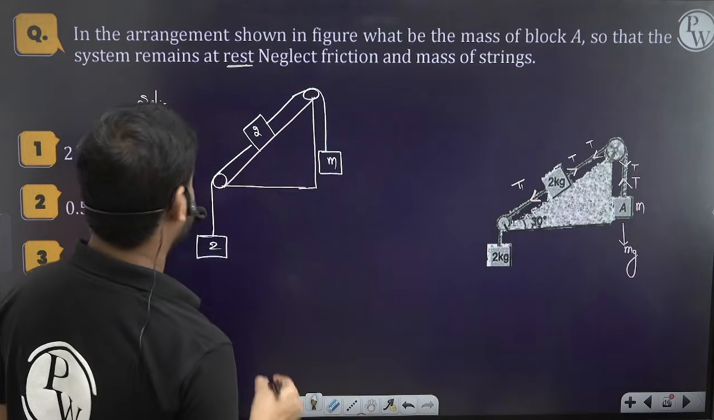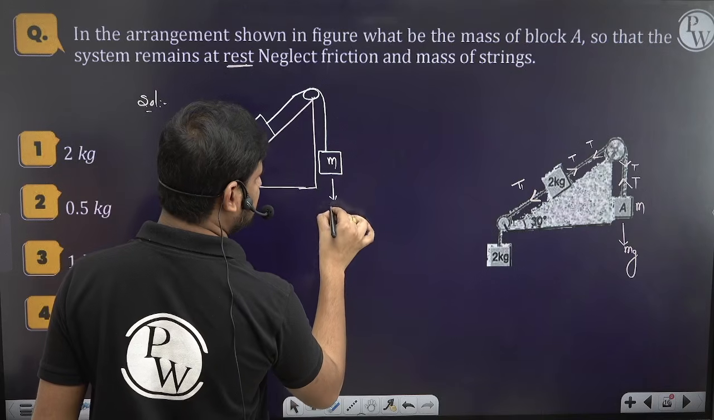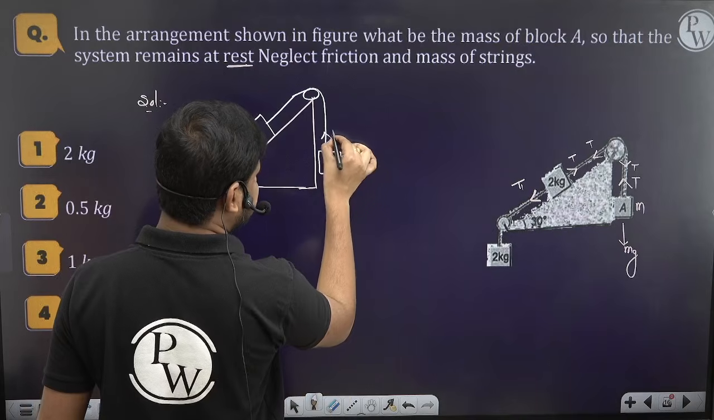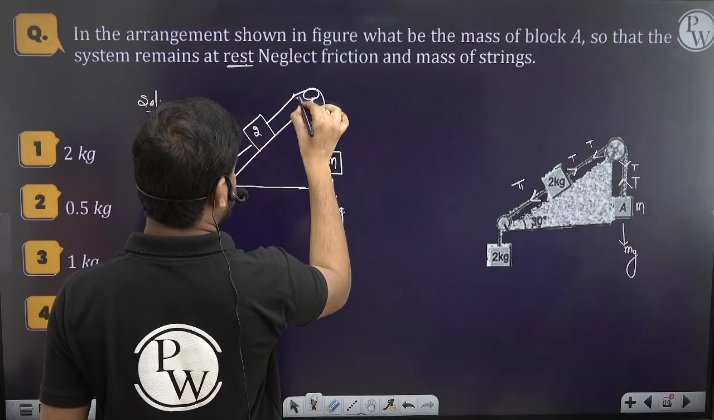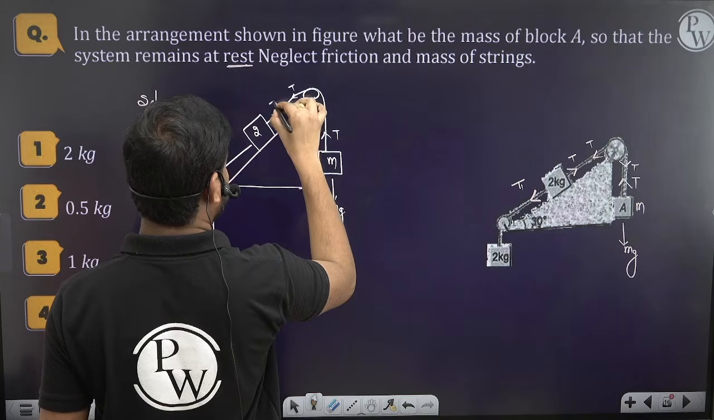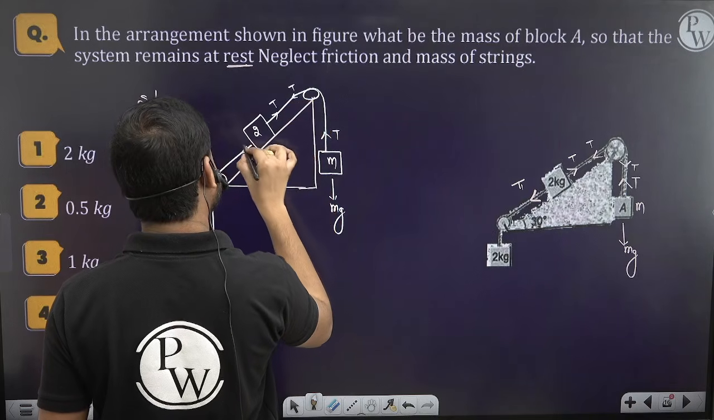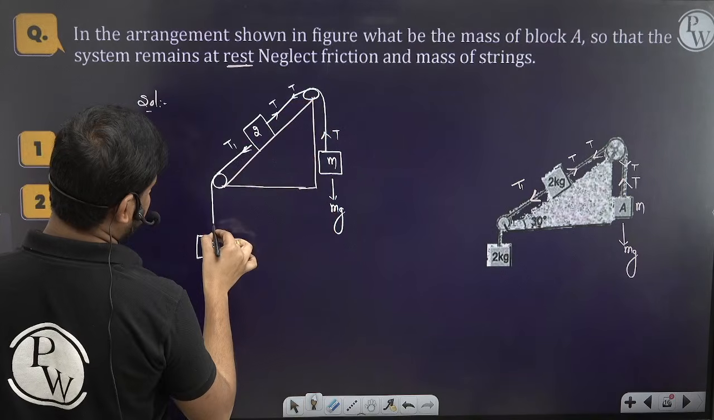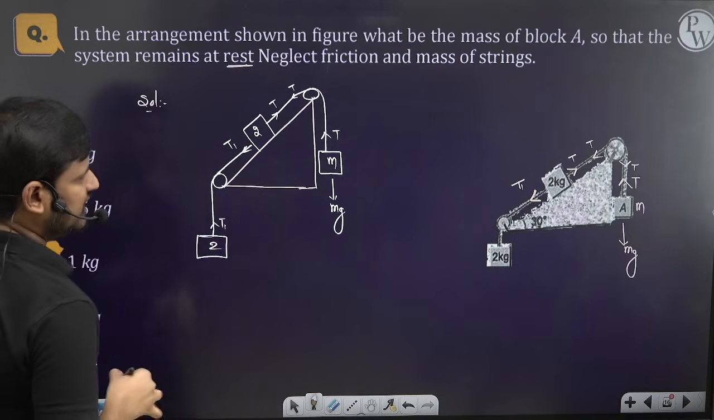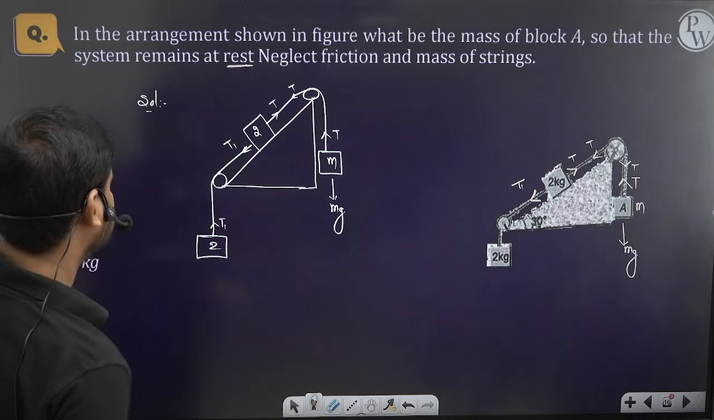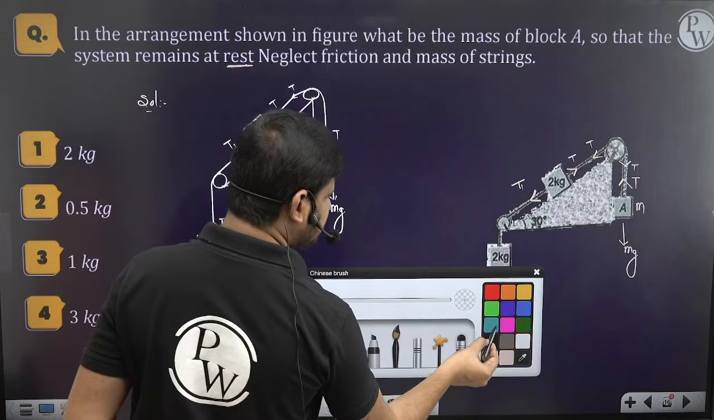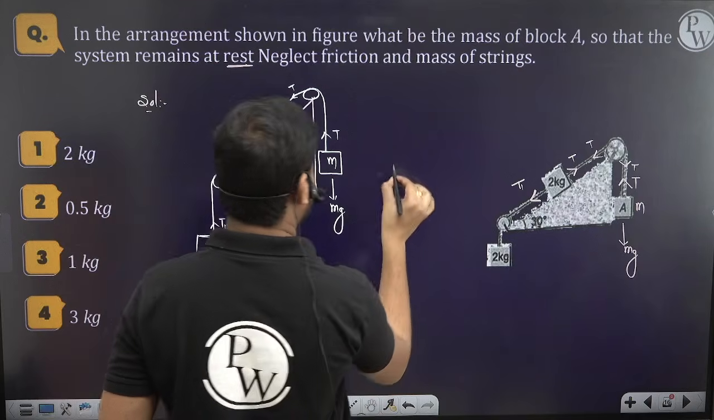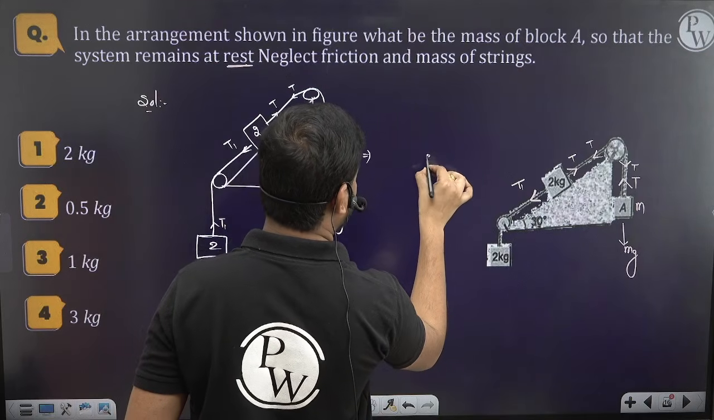Okay, so see here, this is going to be the weight mg downside, right? And on this side the tension T. And here also the tension T, but here the tension changes. This is tension T1 and this string is totally the same, so here it is going to be tension T1. Yes or no? So now let's consider this portion, the 2 kg block portion. Draw the free body diagram for the 2 kg block portion.